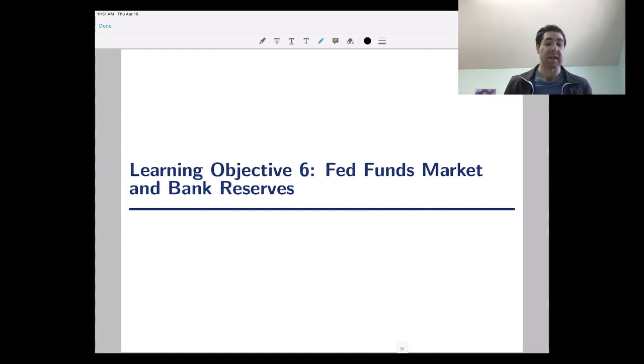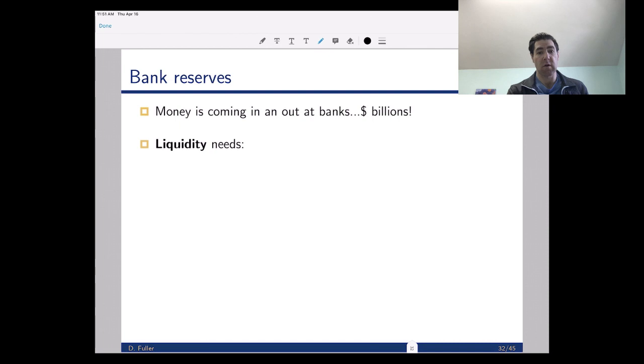Learning Objective 6, we look at the Fed funds market and bank reserves. So this is really a key market that the Federal Reserve interacts in and is very important for their policy-making decisions. It's also very important for the functioning of our banking system. So let's get a little understanding of this.